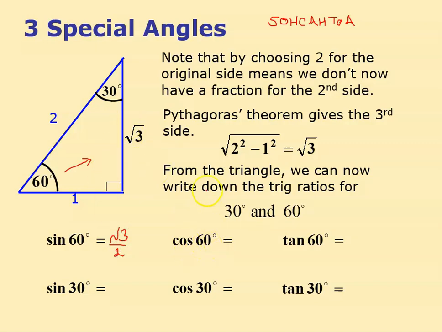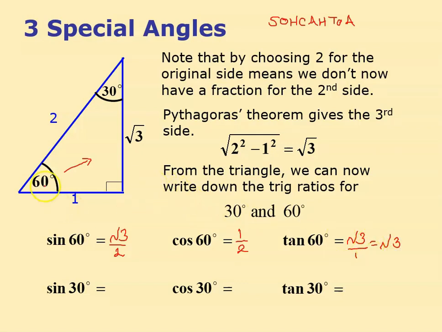Now, what about cos of 60? Cos of 60 is adjacent over hypotenuse. That's 1 over 2, or half, I suppose. And what does tan of 60 give me? Tan of 60 is the opposite over the adjacent, root 3 over 1. Now, root 3 over 1 works, but actually it's better written as root 3, I suppose.